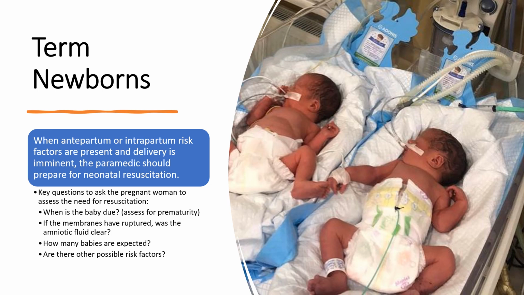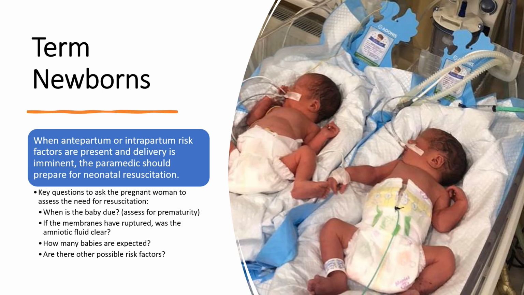whether the membranes have ruptured and whether the amniotic fluid was clear, and how many babies are expected, always a good one. You deliver one baby and all of a sudden someone mentions, hey, the mom's crowning again. Something to be aware of. One thing you'll see on your test is multiple or multiples, a term for multi-gestational. So multiple babies, whether it's twins, triplets, quadruplets, and so forth.